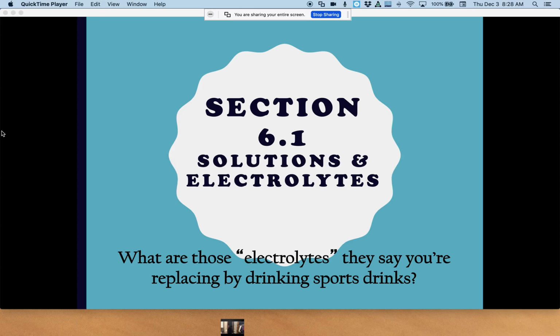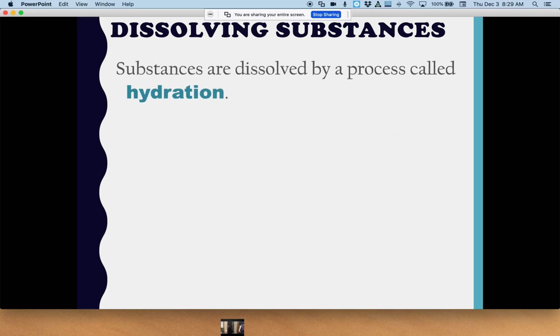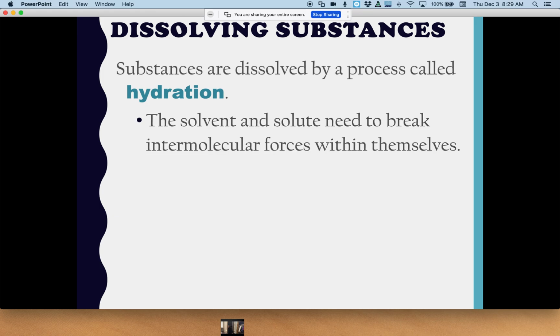So 6.1, solutions and electrolytes, is what we're going to be talking about. Okay, it's not too bad. All right, so yesterday we did a little introduction on solubility. So just another little word for you: hydration is just the term for what it means.